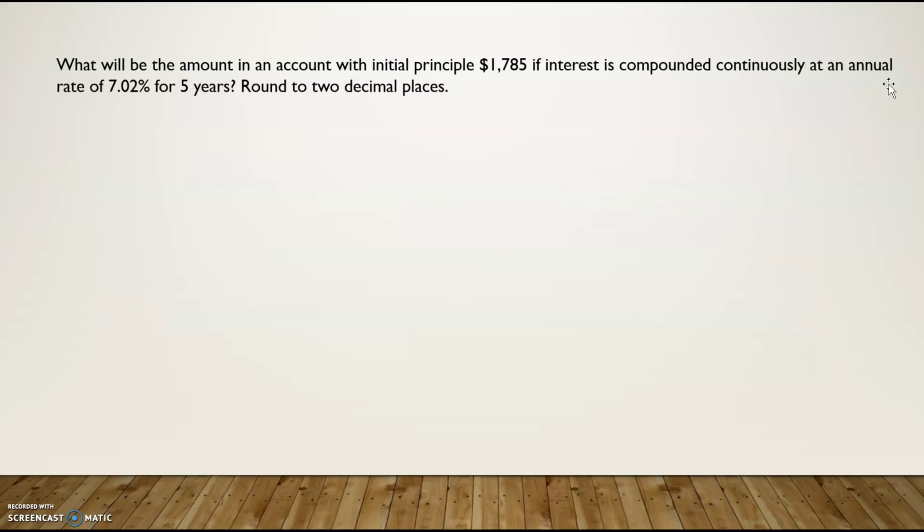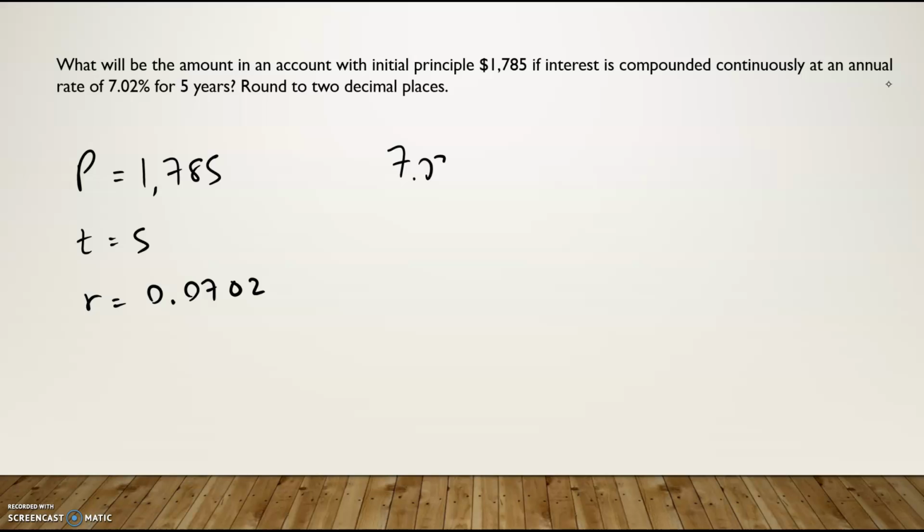Okay, well, what will be the amount in the account with the initial principal of 1,785 if the interest is compounded continuously at an annual rate of 7.02 for 5 years, rounded to decimal places? So P is equal to 1,785. The time is 5 years. R is 0.0702. And really, you could take this and divide by 100. Or what I do is I just move it to decimal places. Okay, and then that's all we need, so we just plug it into our formula.